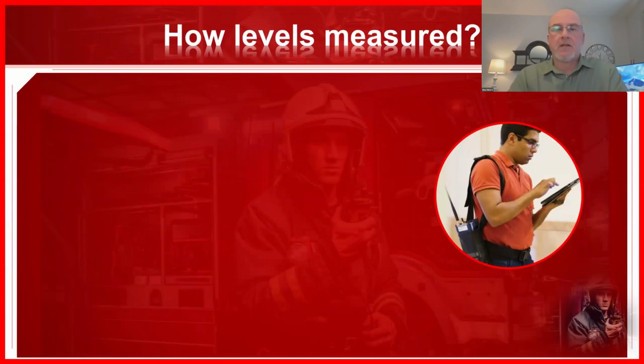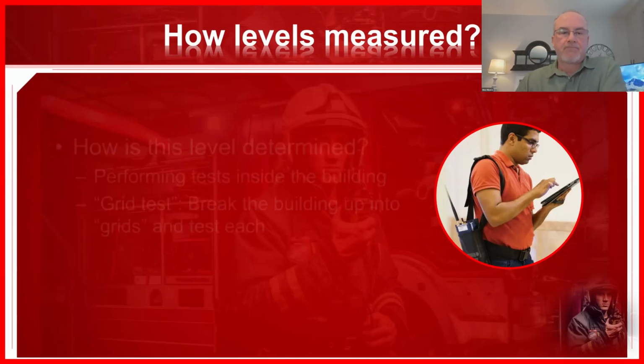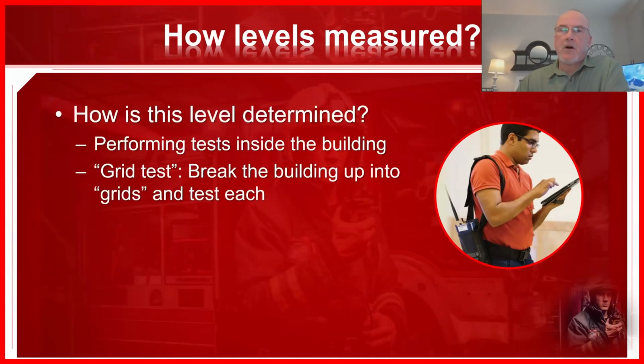Now, in terms of how these levels are measured, you say, okay, Wes, we understand we've got to do testing, and we understand the types of tests and so on. So how do we actually get these tests done? How do we know these numbers? Well, there is something called a grid test that's accomplished. There is a specialized piece of equipment. You can see it here in this little image on the back of this gentleman here, kind of hanging off the shoulder like a backpack.